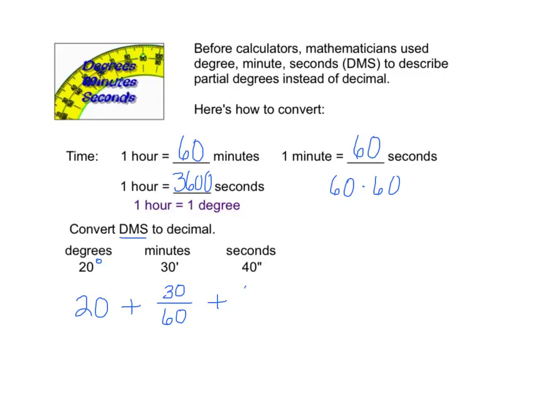And then I had seconds. So I have 40 of 3,600. From here, I would do this on a calculator and end up with a decimal number. So when I just enter 20 plus 30 divided by 60 plus 40 divided by 3,600, hit enter, I get, and I hope you're doing it too, 20.51111111 goes on forever. So these two things are equivalent.